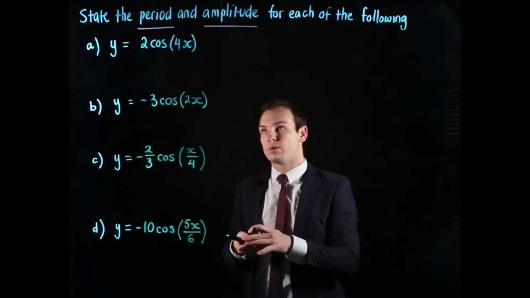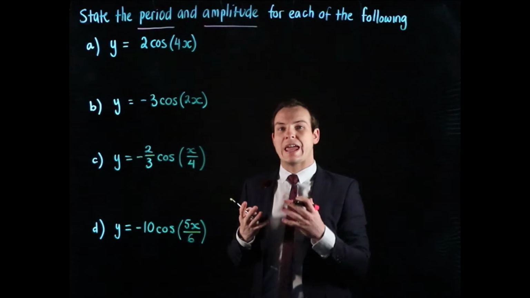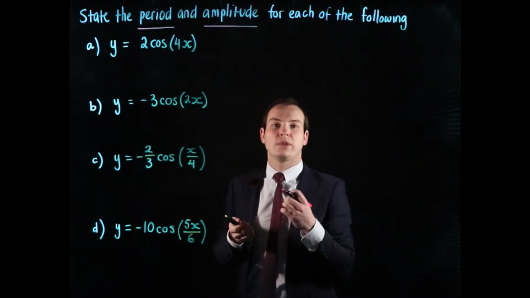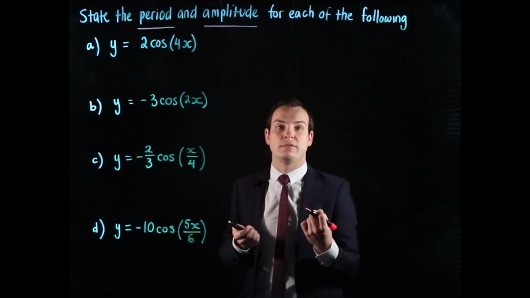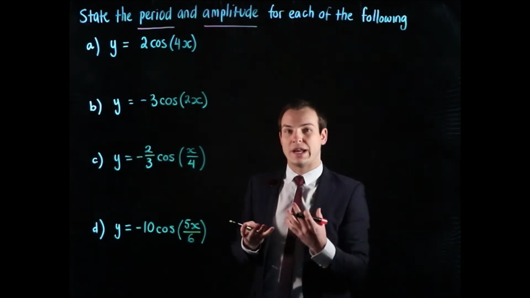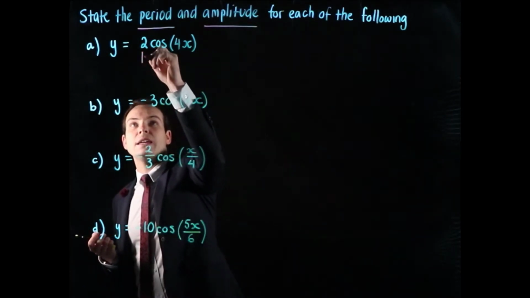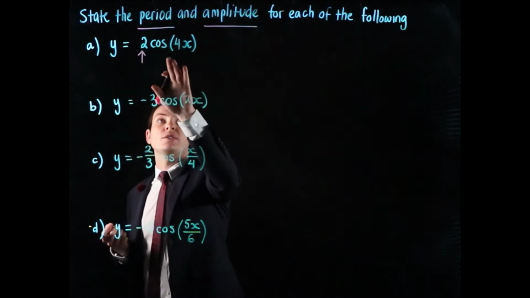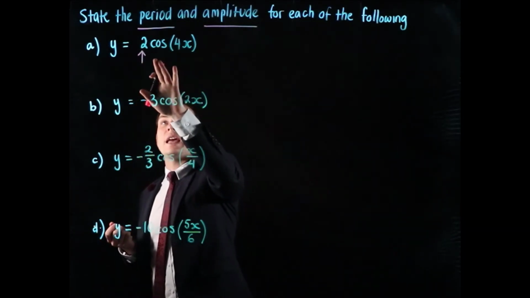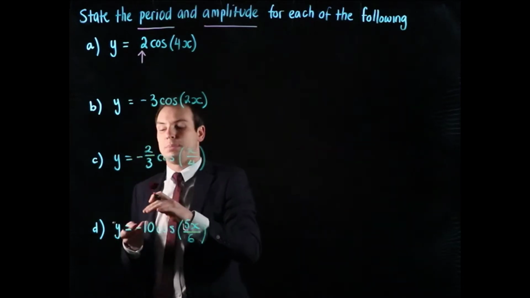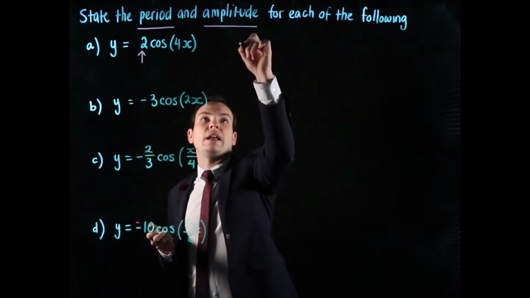So the first thing we need to remember is that if we want the amplitude, we're simply looking for the number that's multiplying the cosine function, and that we ignore it when it's negative. So for this example, for part A, we have 2 cos of 4x. So the 2 here is going to be the amplitude. So we can write that out now.